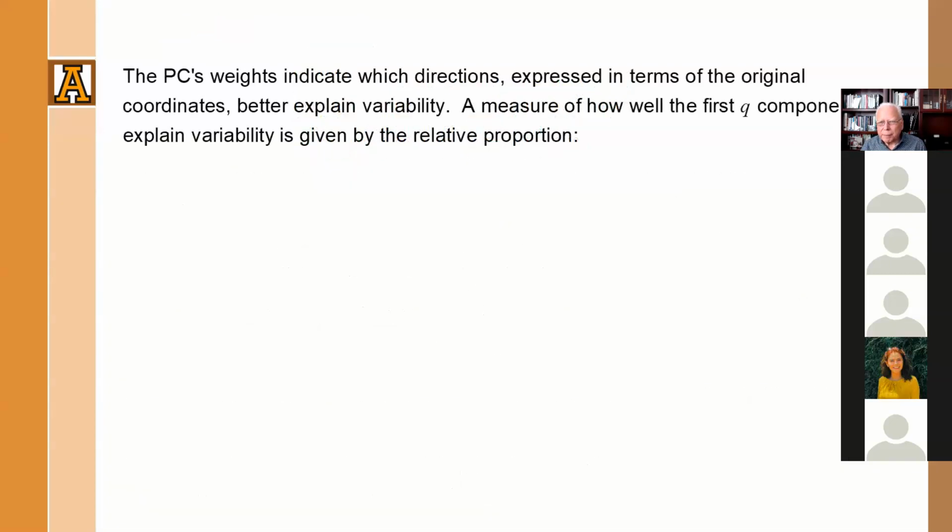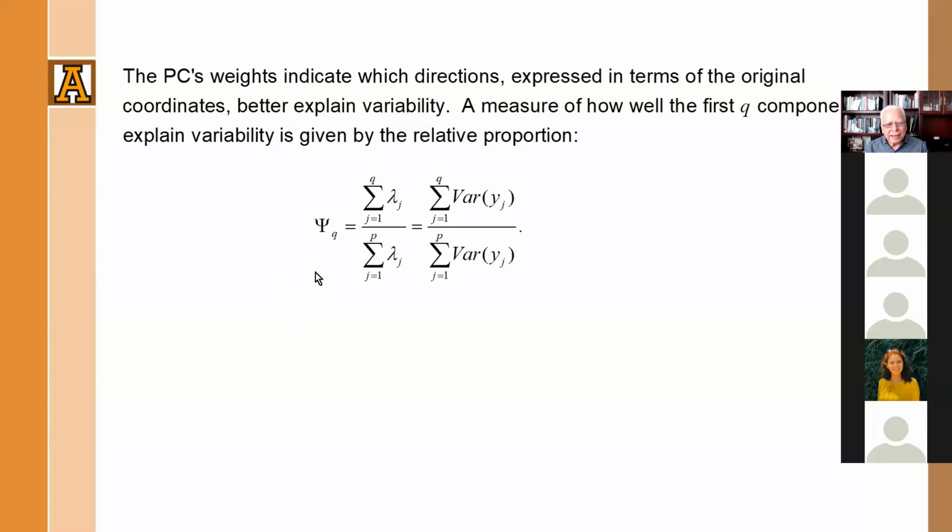Now, the principal component weights indicate which directions, expressed in terms of the original coordinates, better explain variability. That's why it's just a linear combination of the original variables. There's also a measure of how well the first Q components, let's say the first two or the first three and so on, explain variability. That's given by the relative proportion: the sum of the first Q eigenvalues relative to the sum of all the eigenvalues. It's the cumulative sum that we saw in the right-hand column of the first table that I showed.